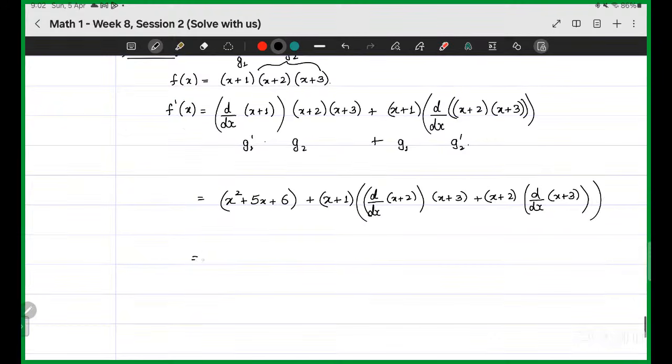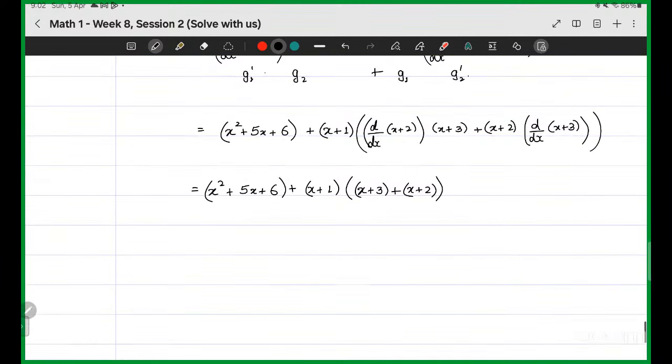So this is x squared plus 5x plus 6 plus x plus 1 times d by dx of x plus 2, which is again 1. So I'll be just left with x plus 3 plus x plus 2. All the derivatives are just 1. We have this plus, let me leave it like this. You can expand it out and verify that your answer is correct.